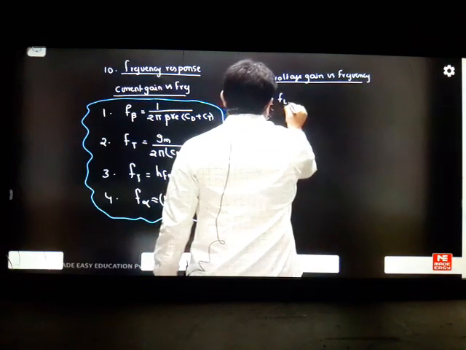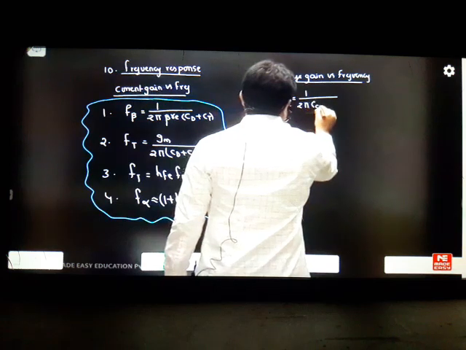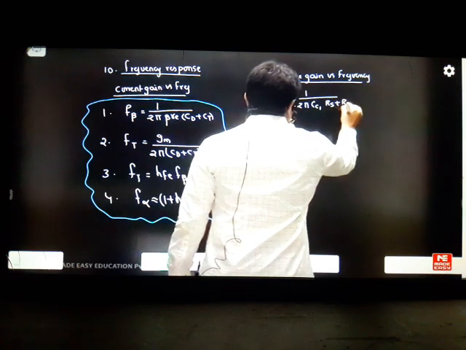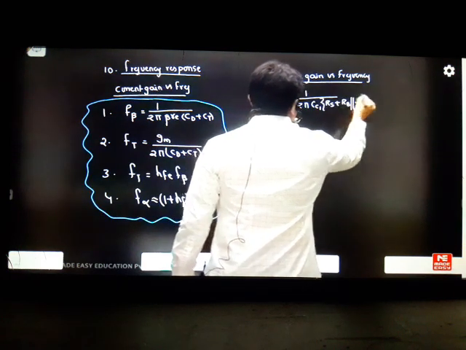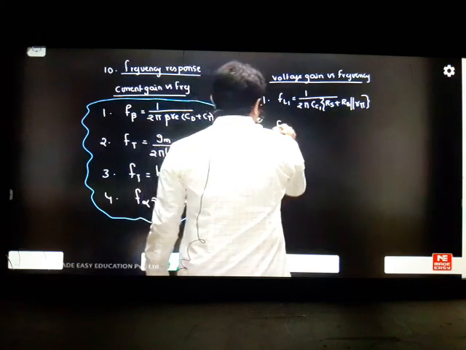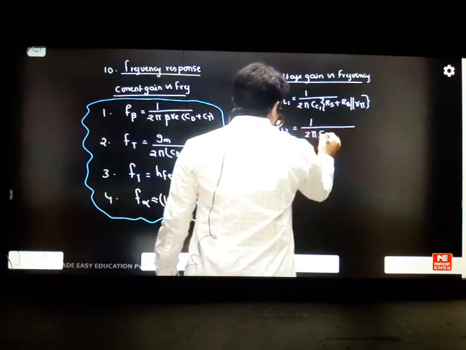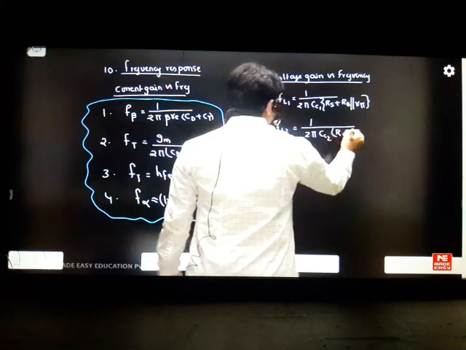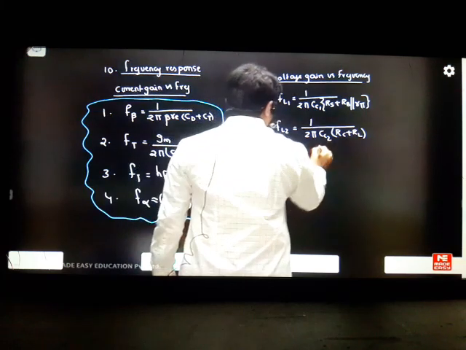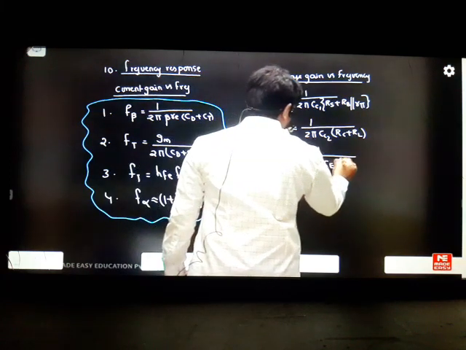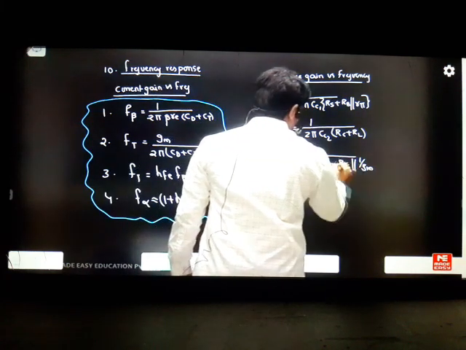First formula is FL1 = 1 by 2 pi CC1 into (RS plus RB parallel to R pi). That amplifier structure should be in your mind to write these answers. FL2 will be 1 by 2 pi CC2 times (RC plus RL). FL3 is 1 by 2 pi CE times (RE parallel to 1 by GM).